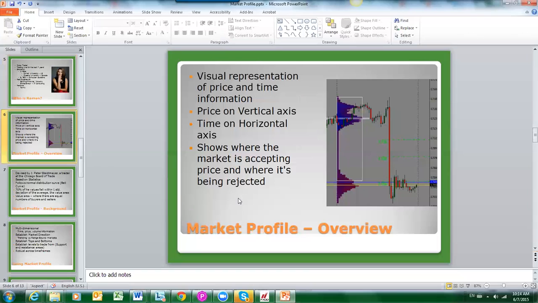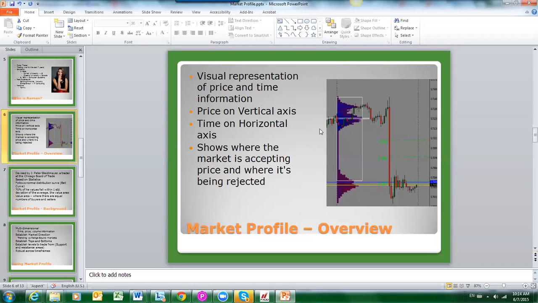Now let's move on to the market profile. What is market profile? Let's start there. Market profile is a visual representation of price, volume, and time information. It essentially tells us where price spent the most amount of time and how it moved for that particular day. So this is just the last one. This is Euro dollar. This is the last one that we had.